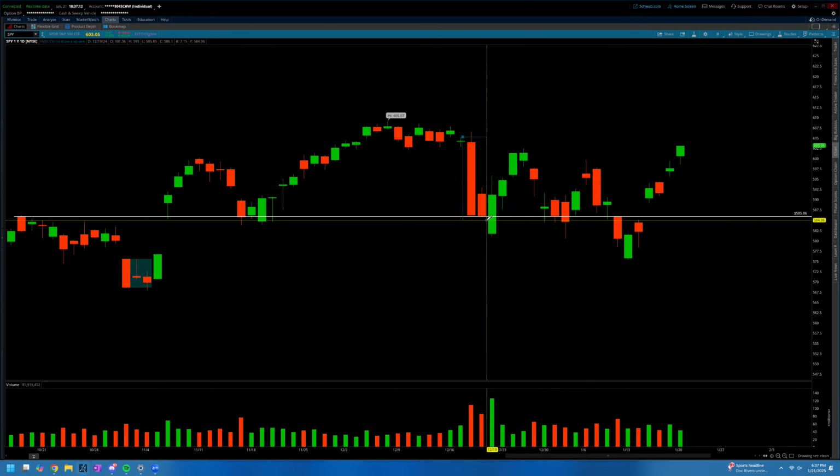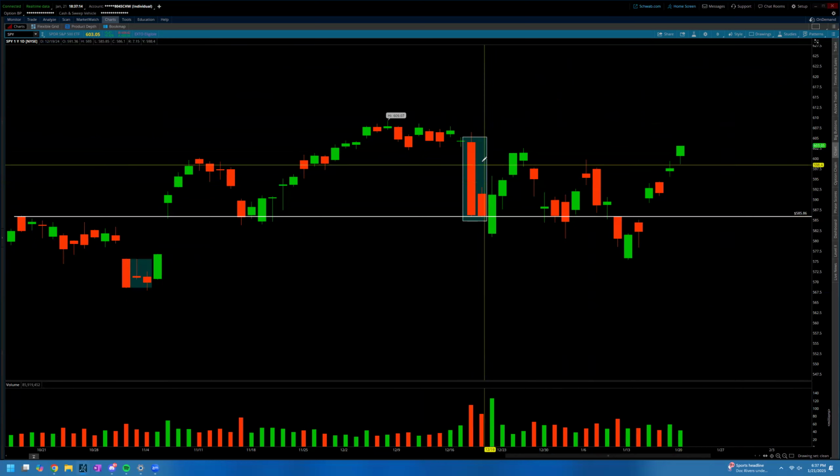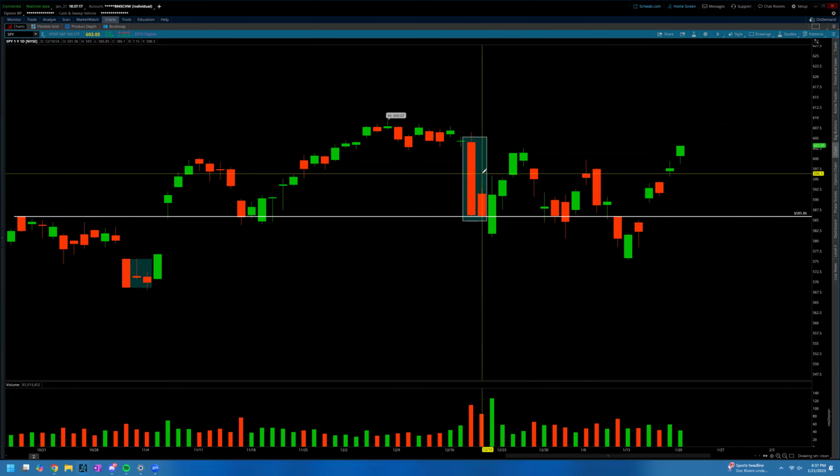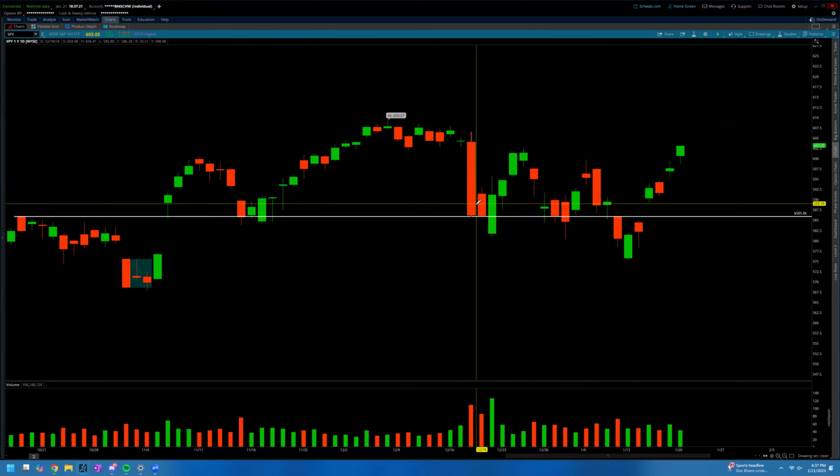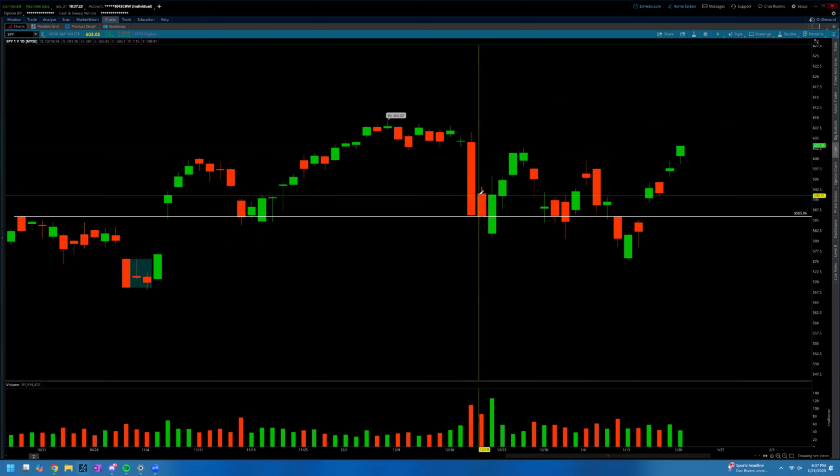These two bars right here have absolutely no reason to have yourself think this could be a reversal, right? You have two bear bars closing near their lows. That does not look like a bottom by any means, right? This, to me, looks like sellers are still fully in control.